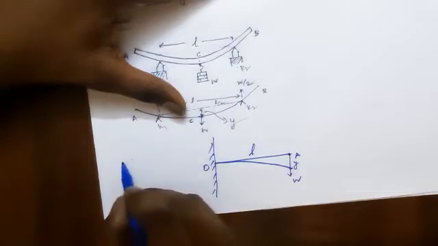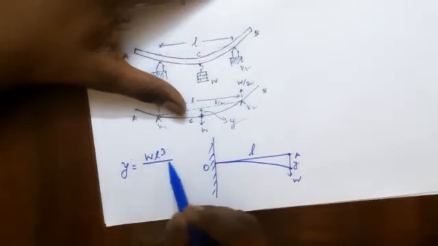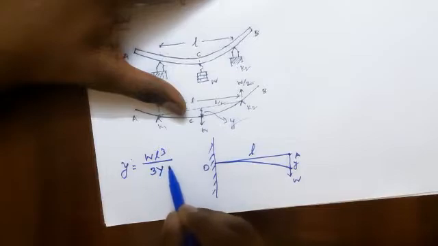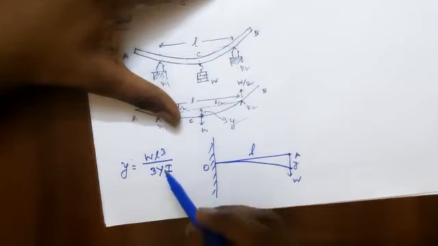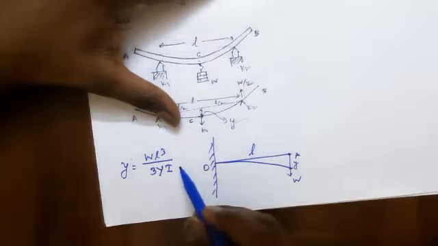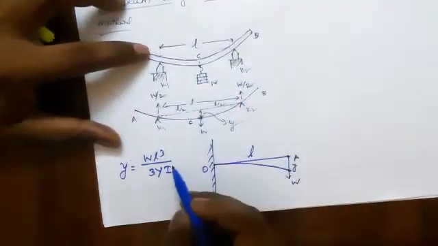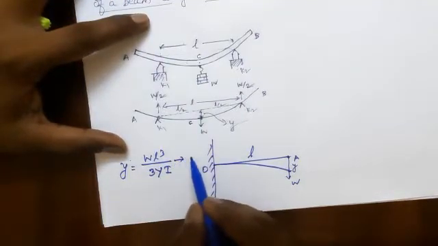In the case of a cantilever of length L with load W, the value of depression can be written as small y equal to WL cube divided by 3YI, where Y is the Young's modulus of the material of the beam, I is the geometrical moment of inertia of the beam, L is the length, and W is the applied load. Give this equation number 1.